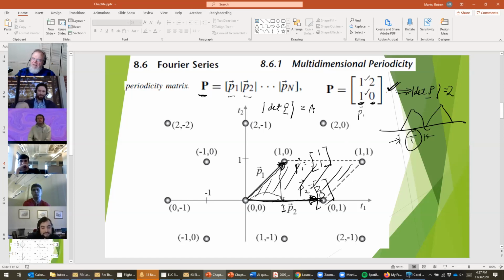Now let's look down here. Let's look at the area of this parallelogram. Is the area of that parallelogram 2? It is. The area of that parallelogram is 2. The way you can do it is take this little triangle here and notice that it fills in the missing triangle here, and you get a rectangle of 2 by 1, don't you? So yeah, therefore the determinant of this periodicity matrix is equal to the area of the parallelogram.